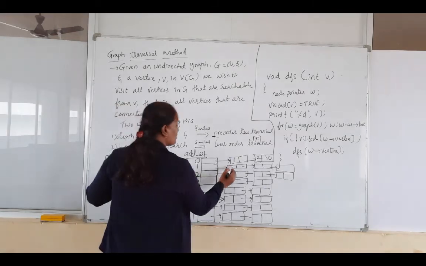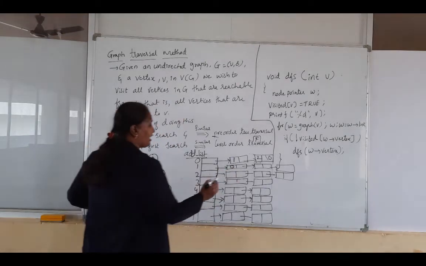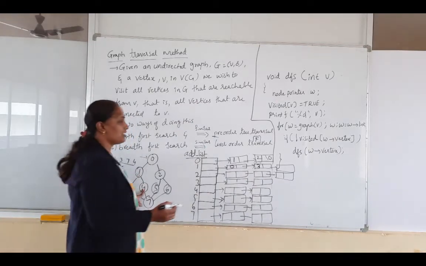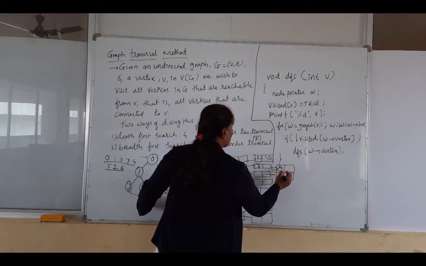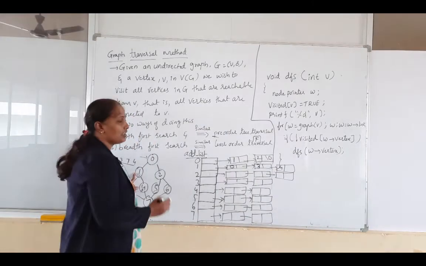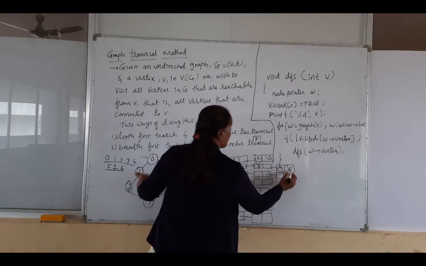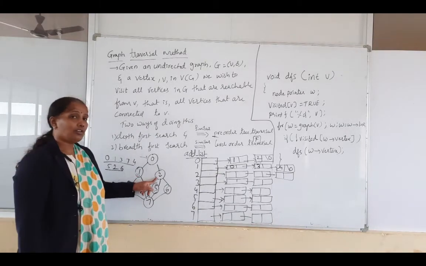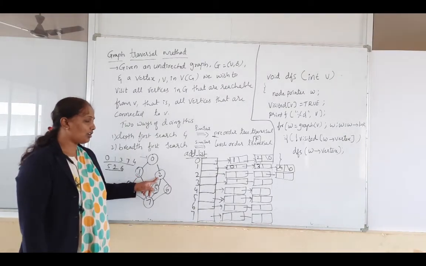So I will write here 0. Next, I can visit 3 from this 1 or I can visit 4 here. Okay. So any other vertex is connected to this one vertex? No. So I will write here null. Next, write the connected vertex list of 2.